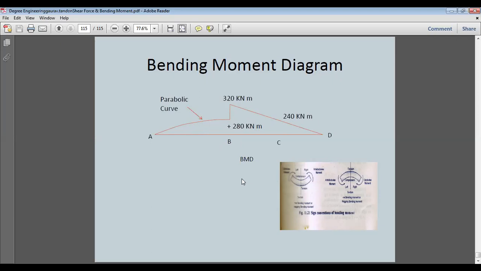I think this is right now. The bending moment diagram and shear force diagram of point load and of simply supported beam and the cantilever beam are clear to you.